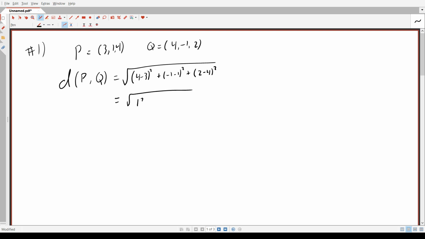That becomes 1 squared plus (-2) squared plus (-2) squared. It's 1 plus 4 plus 4. 4 plus 4 is 8, plus 1 is 9. So that's going to be the square root of 9, which gives me an answer of 3. Next question.